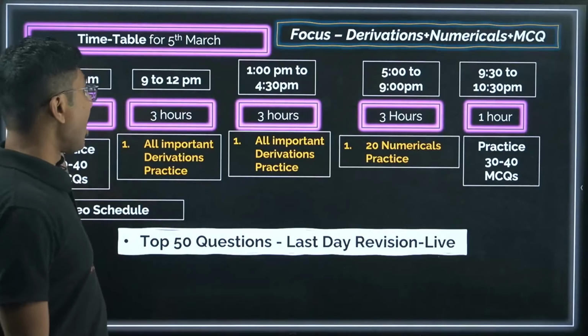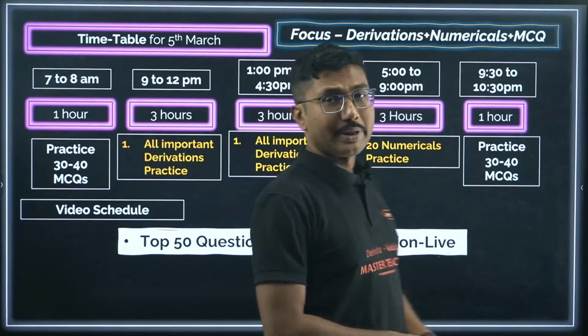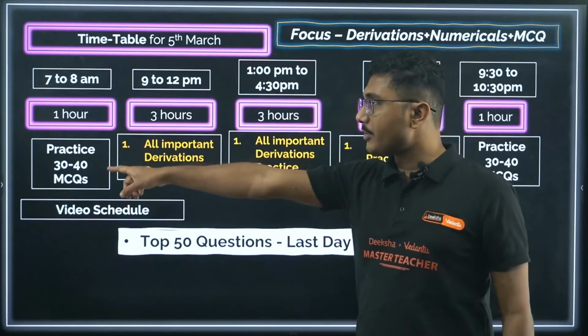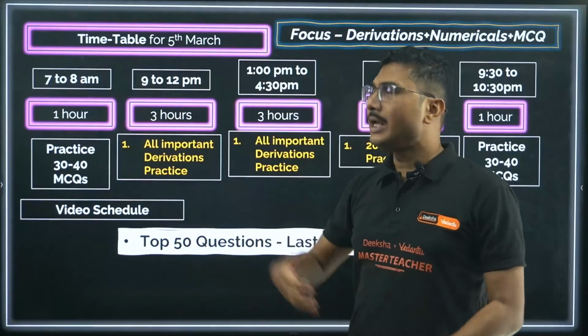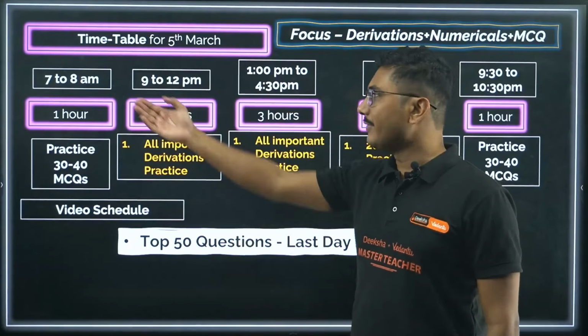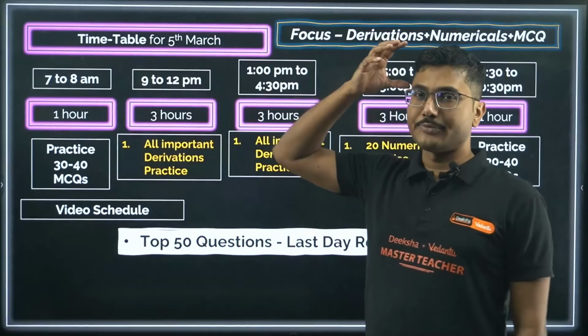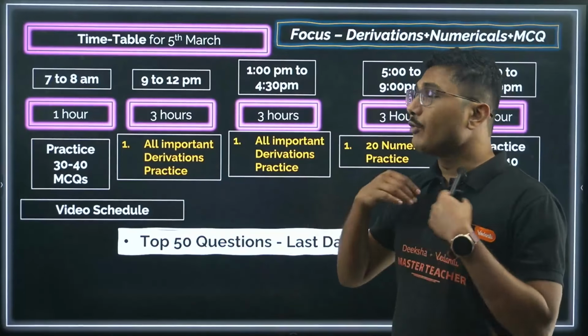Next is 5th of March. What will you be getting on 5th of March? Obviously you have to wake up, and if you are studying a little late at night with me, you can wake up a little later, at 7 a.m., and practice 30 to 40 MCQs. There is no time to slack right now, you have to do it.